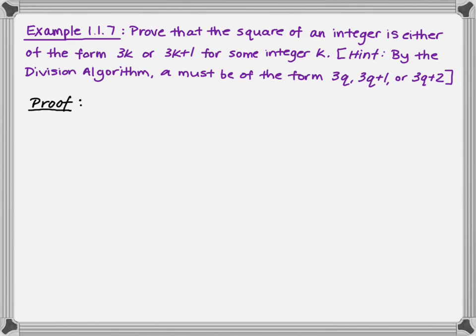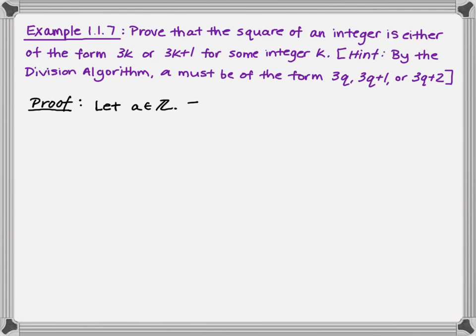So I'm going to write this up a bit differently than I would an example that only asked me to show that the statement was true. So here in this proof, I want to start with an integer. The whole idea is to prove that the square of an integer is of a certain form, so let's just start with that integer itself. So let's let some integer a be given. Once again, this Z here represents the set of all integers. And now I want to use the division algorithm to show that this hint is actually true.